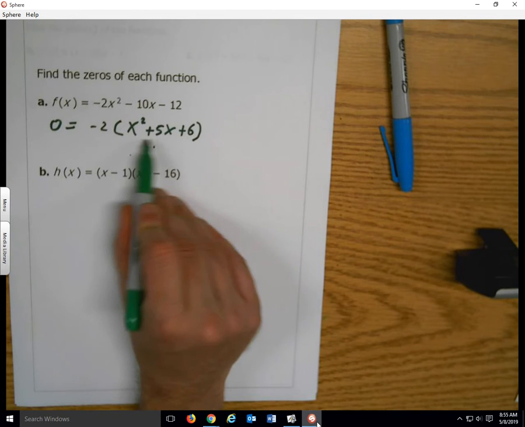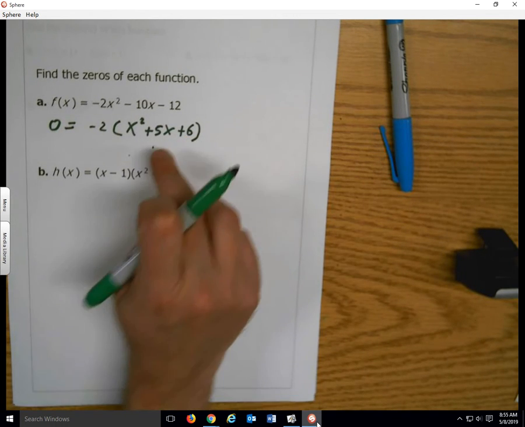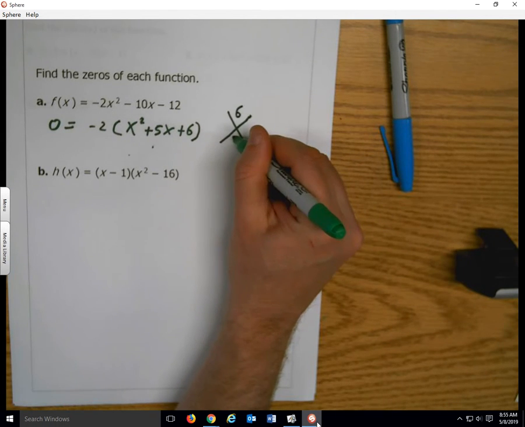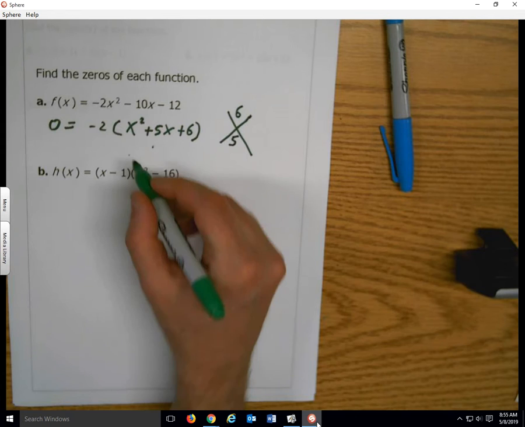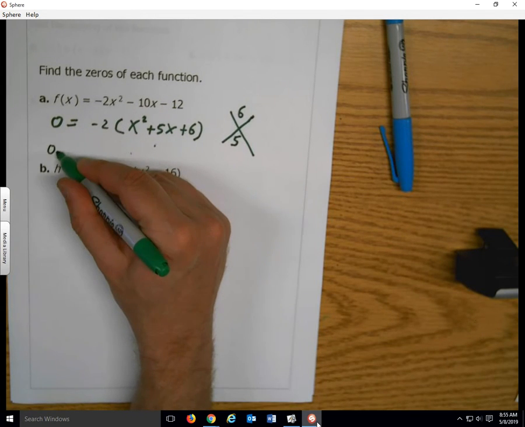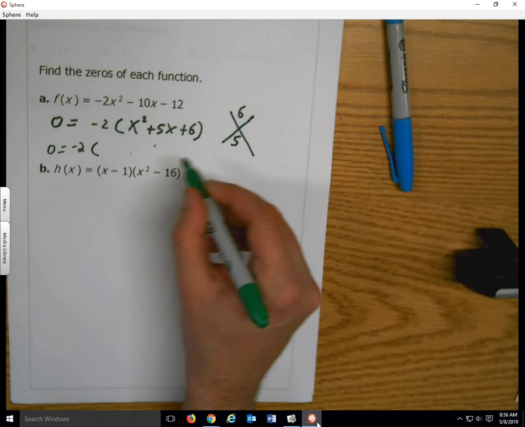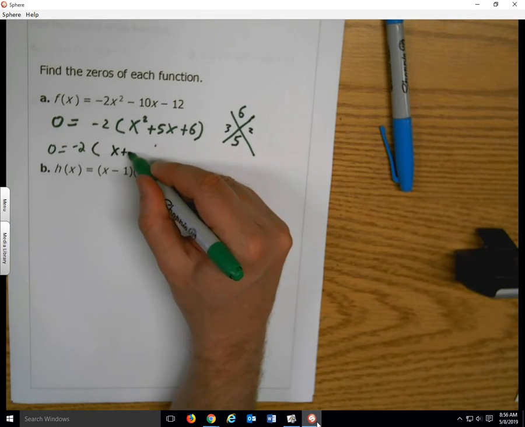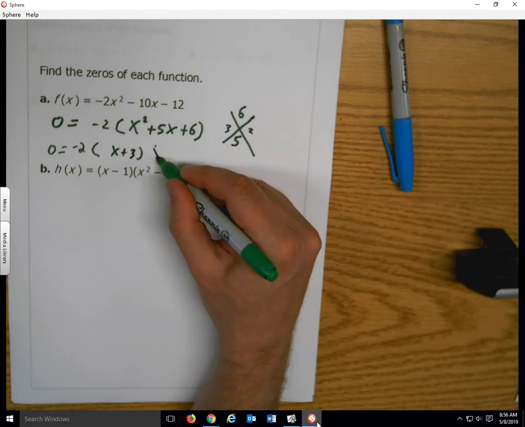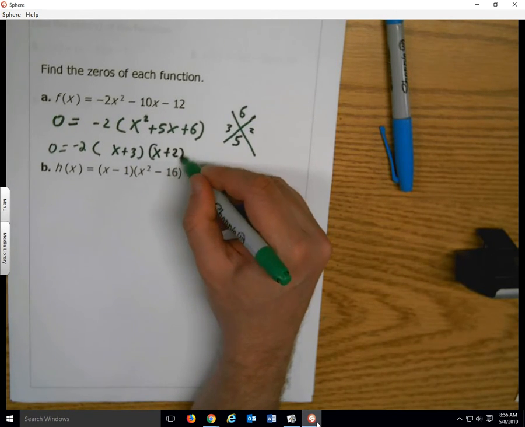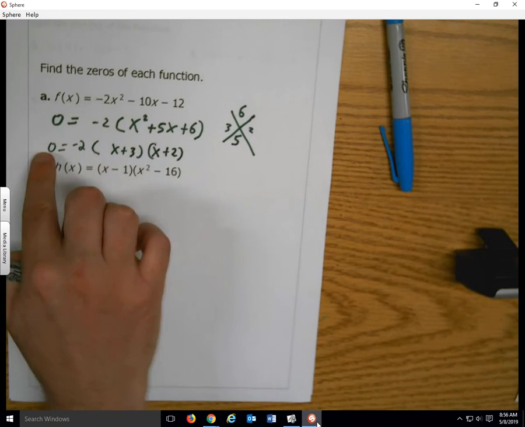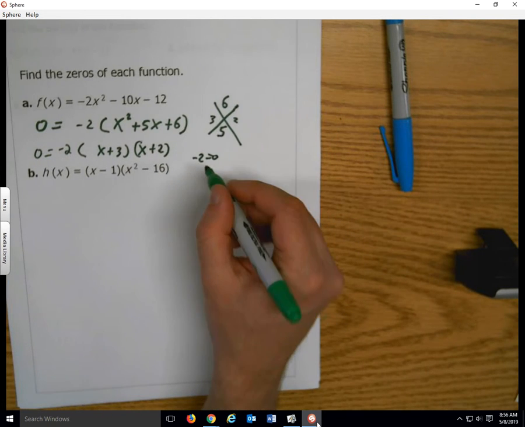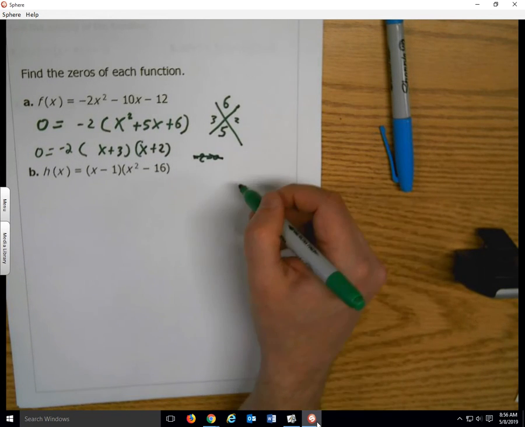But this also could be factored. What multiplies to 6 but adds up to 5? If you want, you can use your X box here to help you. So the answer would be 0 equals negative 2 times x plus 3 times the quantity of x plus 2, and then again set them all equal to 0. Negative 2 equals 0? Well, we know that's not true. Negative 2 doesn't equal 0, so we just ignore that one.